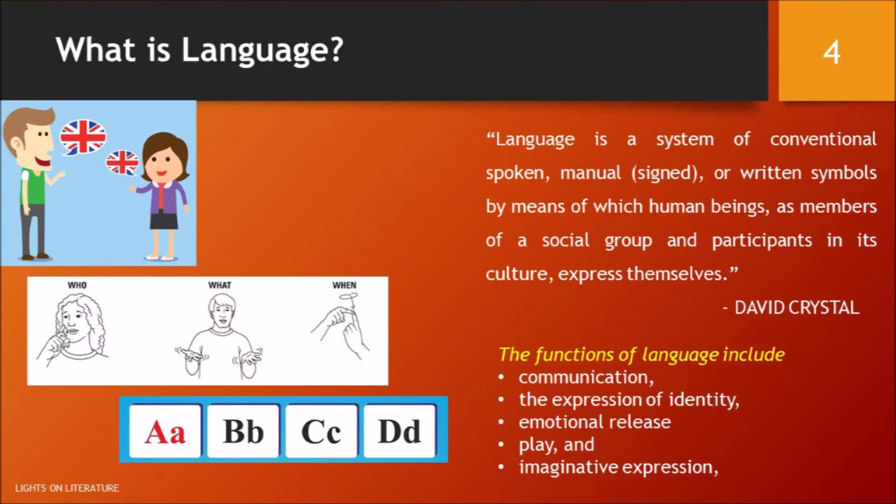Let us begin with the definition by David Crystal. First, any language is a system of communication within a group. The participants of the group express themselves using spoken or sign or written symbols. Some of the major functions of language include communication, the expression of identity, emotional release, play, and imaginative expression.